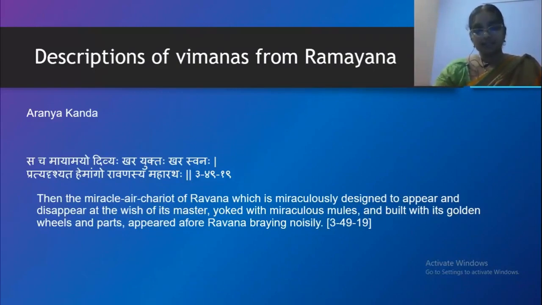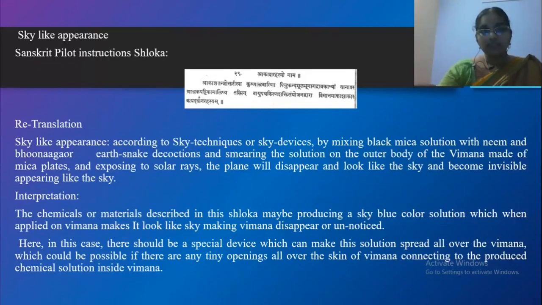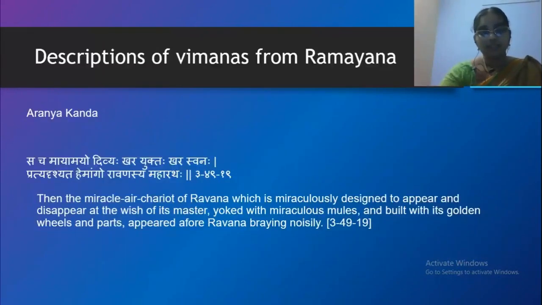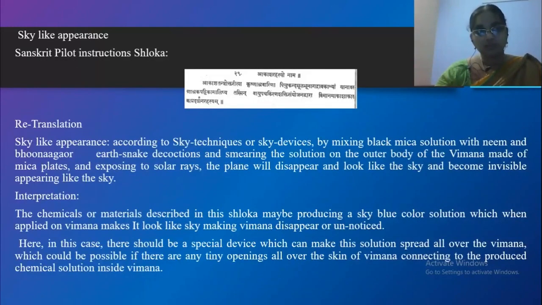Then the miracle air chariot of Ravana, which is miraculously designed to appear and disappear at the wish of its master, yoked with miraculous mules and built with its golden wheels and parts, appeared afore Ravana, praying noisily. So let us see the descriptions from Vaimanika Shastra. So they have mentioned that the Vimana will appear and disappear, right? So let us see now what similar descriptions I have decoded from Vaimanika Shastra.